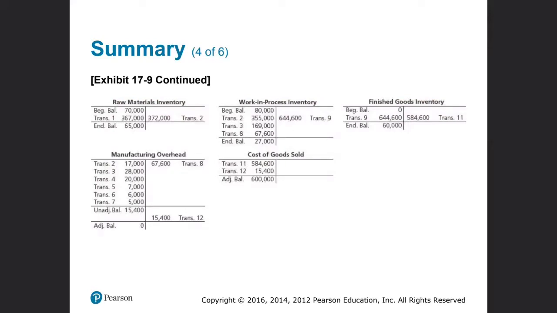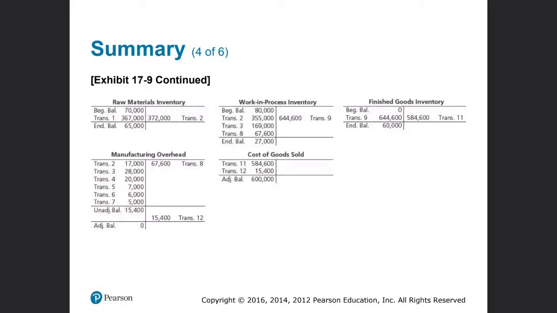And so now here we are, we've got the account for our raw materials inventory. They had a beginning balance of $70,000. Transaction 1 debited raw materials inventory for $367,000. And transaction 2 credited that account for $372,000. So we're left with an ending balance of $65,000 in that account, an ending debit balance of $65,000. And that's how you'll read through all of these.